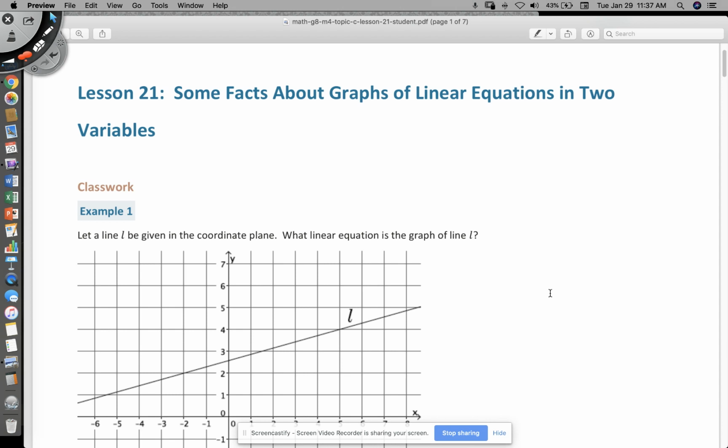All right, this is 8th grade, Module 4, Lesson 21. And this one is titled Some Facts About Graphs of Linear Equations in Two Variables.